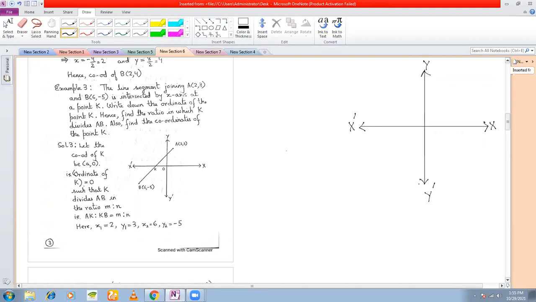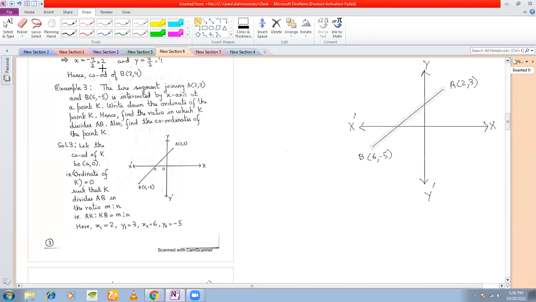This is your XY plane. And the line segment, A (2, 3). Let's say A (2, 3) will lie somewhere over here. As I said, you just need a rough position of the point. And B (6, -5) will lie, say, somewhere over here. Okay, and you join these two. This becomes your line segment joining these two points.